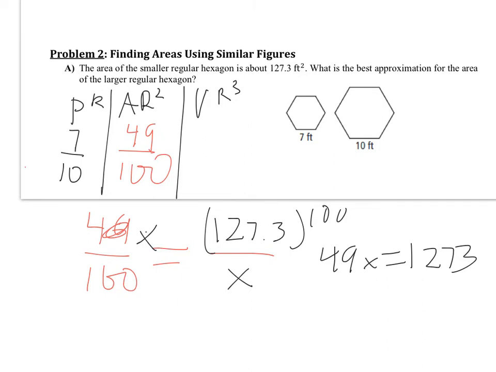And you would get that the area of your smaller one, and I meant to actually have a 0 right there. So 12,730 divided by 49. Sorry, guys. So 259.80, and my units here are feet squared.